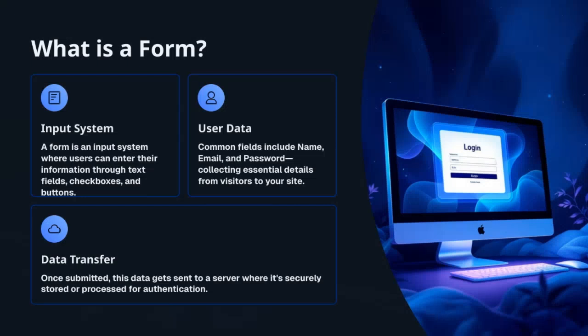Once a user submits a form, that data is sent to a server, where it's securely stored or processed for authentication purposes. This step is crucial for protecting user information and ensuring that the data is handled safely. Common fields you'll see in a form include name, email, and password, which are essential for identifying and verifying users. These fields help gather the necessary details from visitors to your site, making the interaction more personalized and secure.